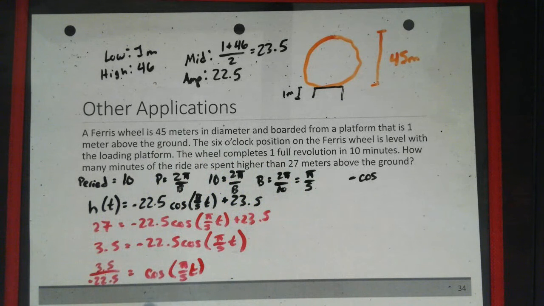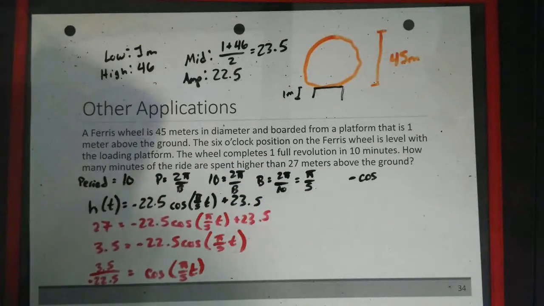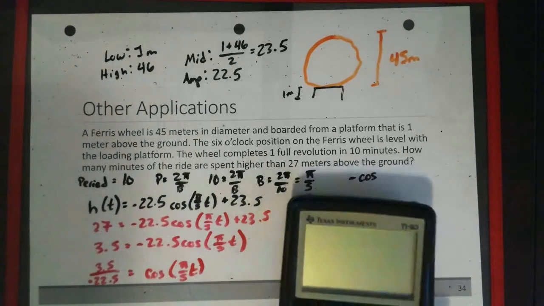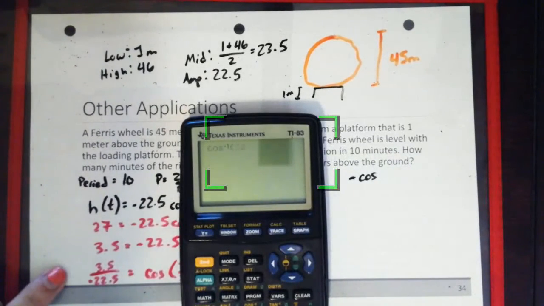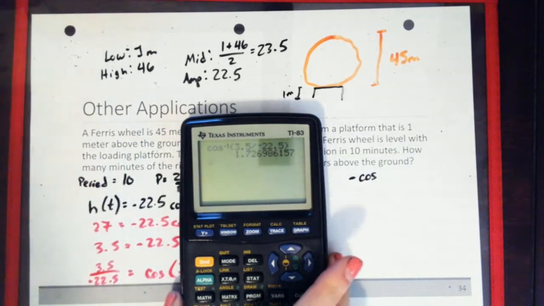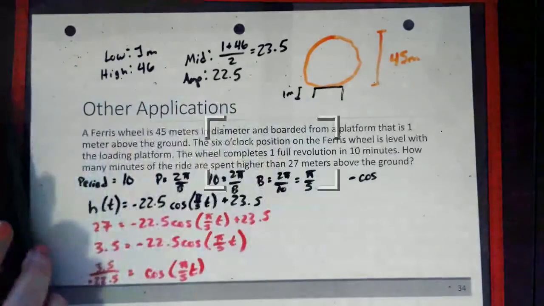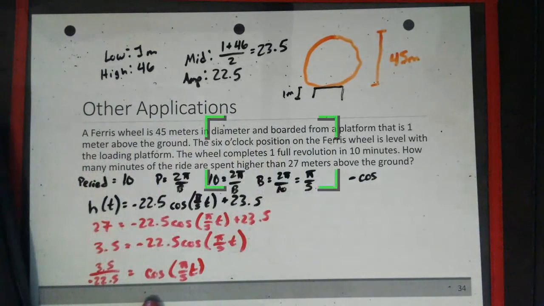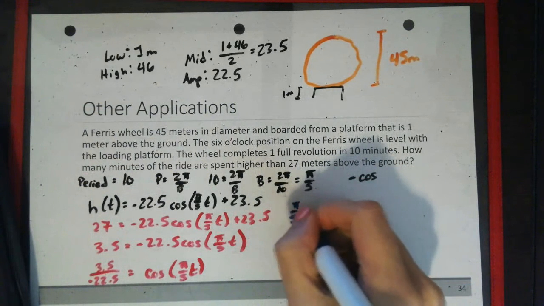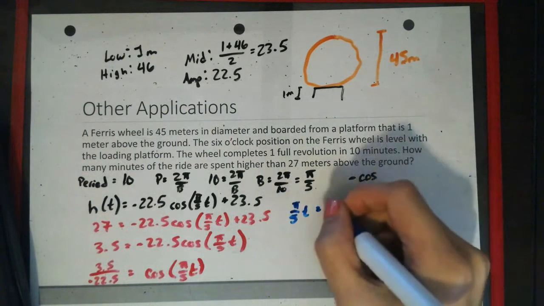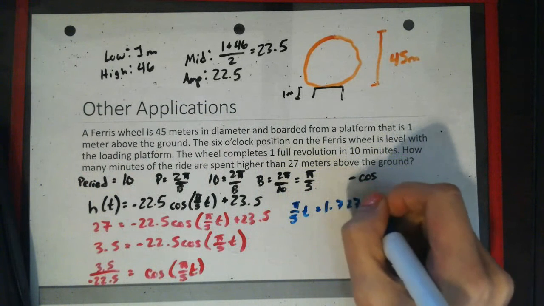Now we can take the inverse cosine of both sides. I'm going to do this in radians because of the pi over 5. That just makes me think radians. My calculator is now in radians, so I'm going to take the inverse cosine. The inverse cosine of 3.5 divided by negative 22.5 is equal to 1.7270. So we took the inverse cosine, we still have the pi over 5t. So pi over 5t is equal to 1.7270.